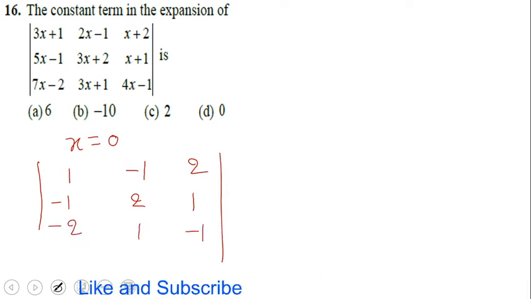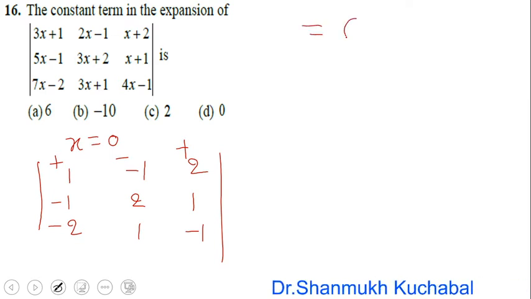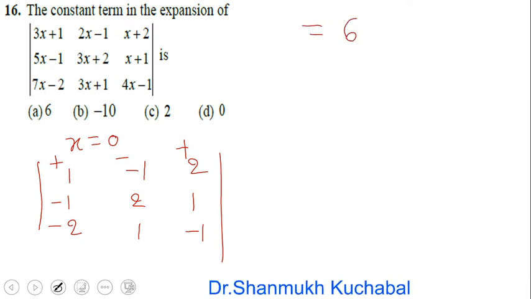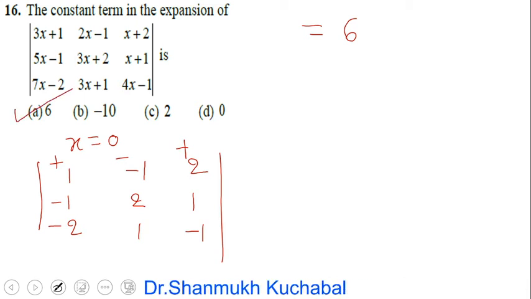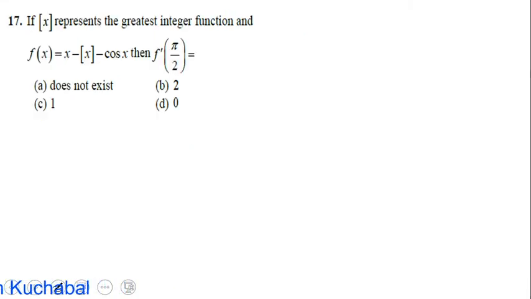So this is a determinant. I have taken x as 0, and I am going to get this resulting determinant. If we expand this, we have to assign the signs plus, minus, plus. We have to expand this determinant, and we are going to get the solution as 6 here. So clearly option A is 6 here. This is a shortcut trick. So like this we have to find the solution for a determinant here. Okay, we'll move to our next example.